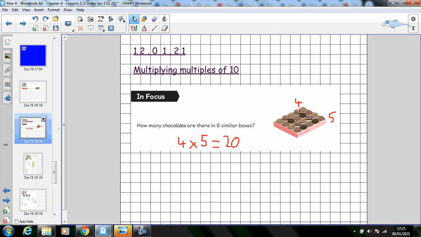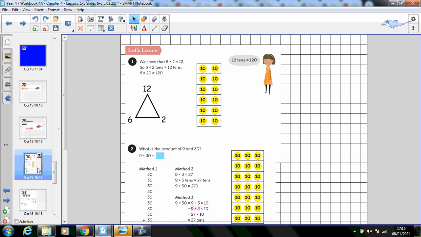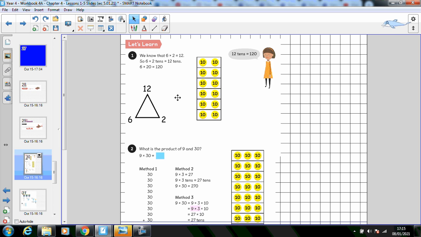Okay. Hopefully you had a good chat about that. Now let's have a look and see what our Maths No Problem characters had to say. Okay, so Amira says, and I'm going to have to move this because there's a mark on my screen that I can't see. We know that 6 times 2 equals 12.